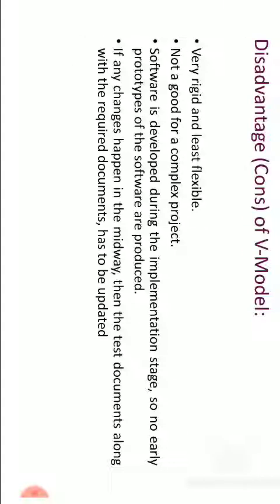Next, what are the disadvantages? It is very rigid and least flexible, not good for a complex project. The software is developed during the implementation stage, so no early prototypes of the software are produced.